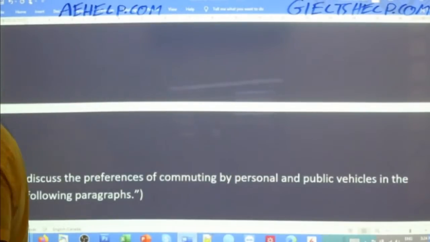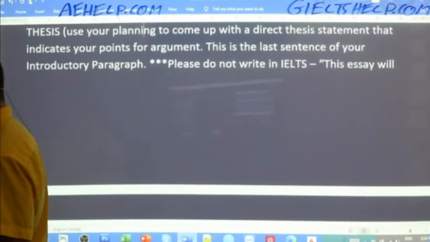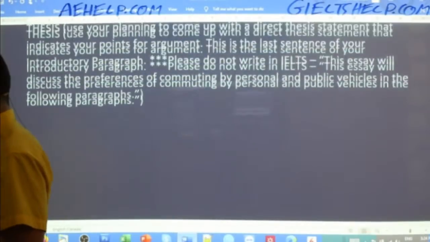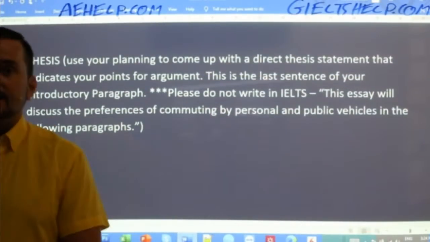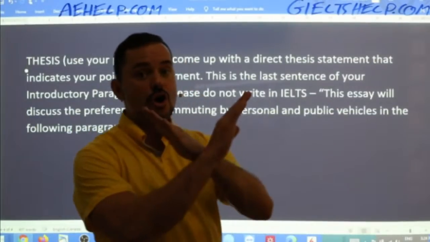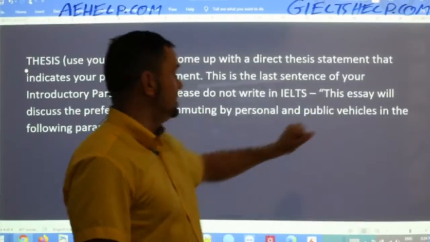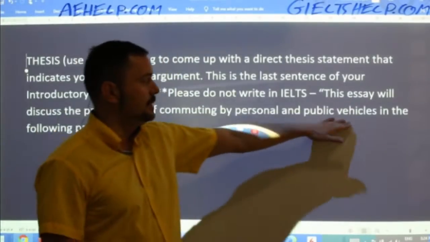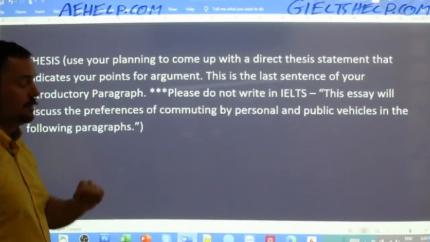Why is it not good to write this kind of thesis that I just showed you? Why do I want you always to write a direct thesis? So why is this kind of thesis not a good way to get a high band score? Look at this one. This is a big no, students. Okay. So this essay will discuss the preferences of commuting by personal and public vehicles in the following paragraphs.